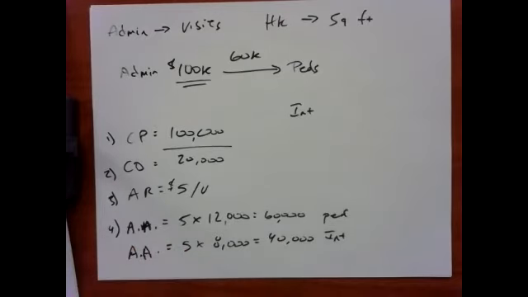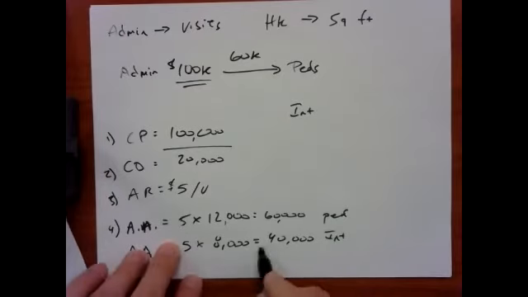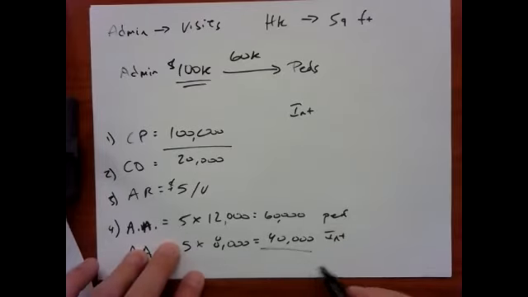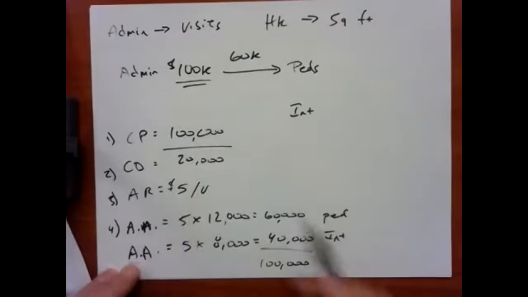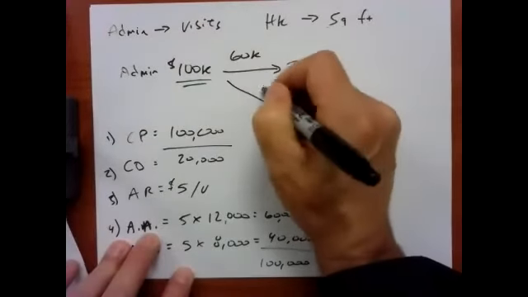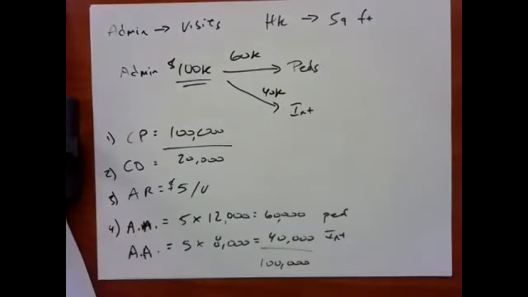And to check your work, once you have allocated, you can add up the amounts that you've allocated. So 60 plus 40 is 100. 100 matches the cost pool. So you know you've done it right because you fully allocated the cost pool. You gave 60 to PEDS, 40 to internal medicine, and now you're done with that.